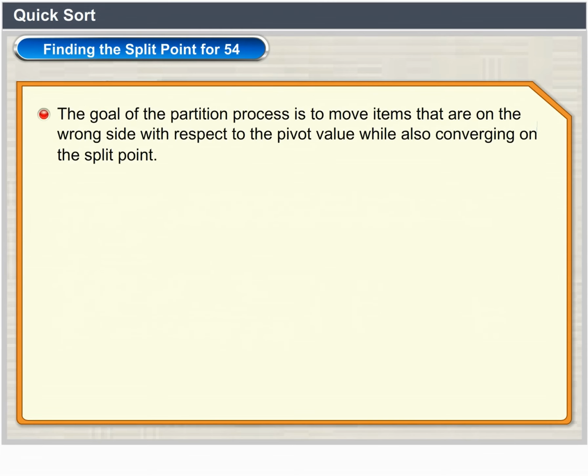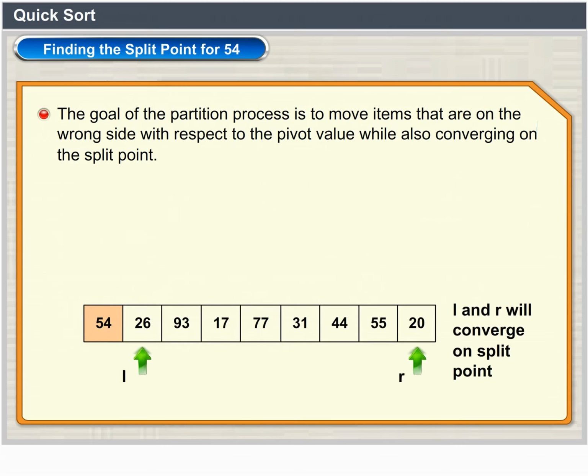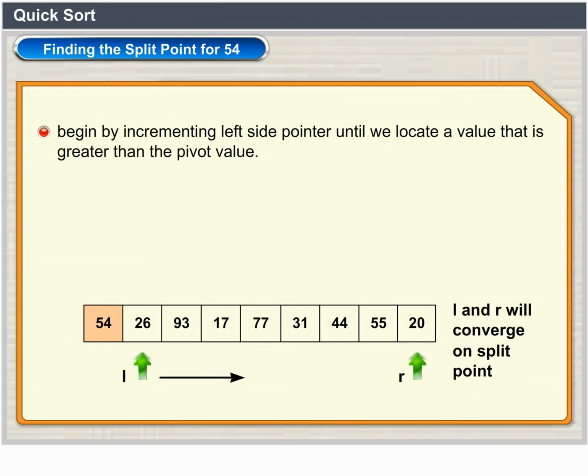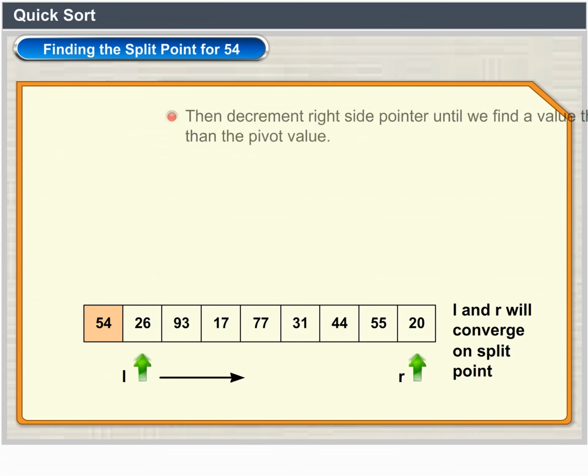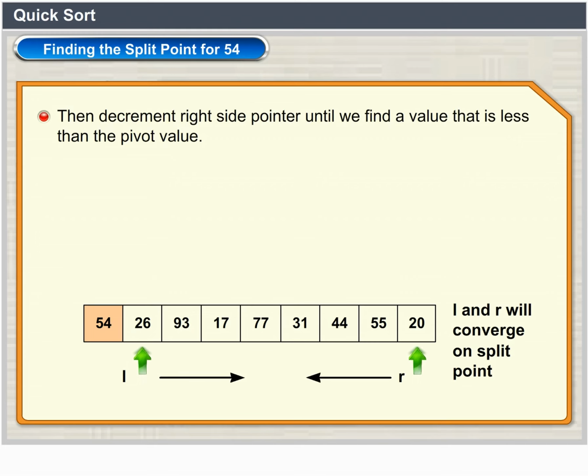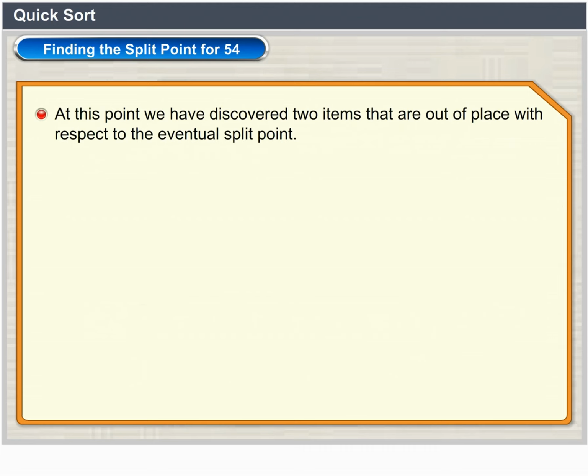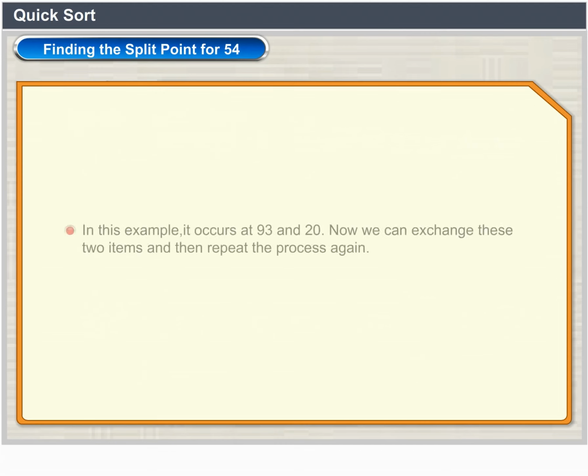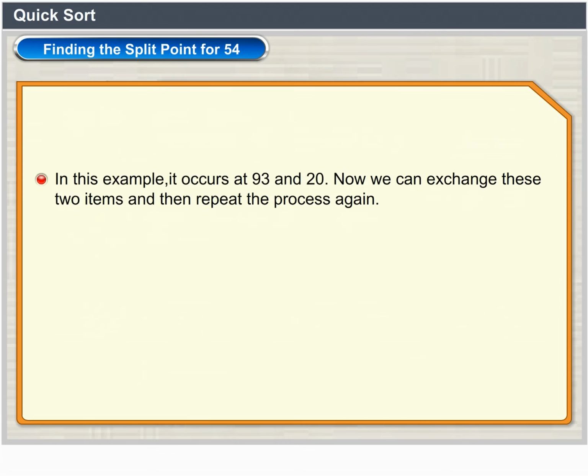The goal of the partition process is to move items that are on the wrong side with respect to the pivot value while also converging on the split point. This figure shows L and R converging on the split point. Begin by incrementing the left side pointer until we locate a value that is greater than the pivot value. Then decrement the right side pointer until we find a value that is less than the pivot value. At this point, we have discovered two items that are out of place with respect to the eventual split point. In this example, it occurs at 93 and 20. Now we can exchange these two items and then repeat the process again.